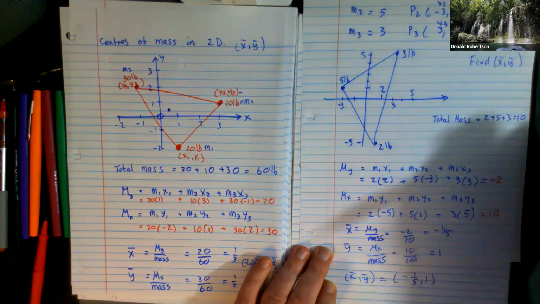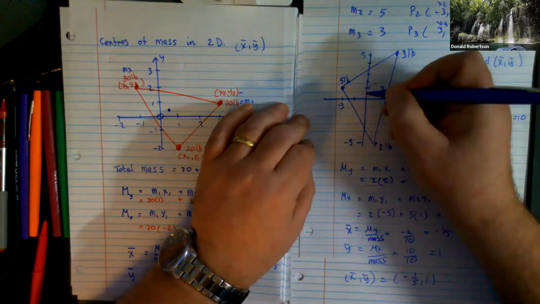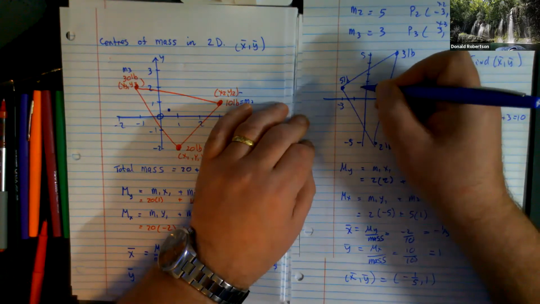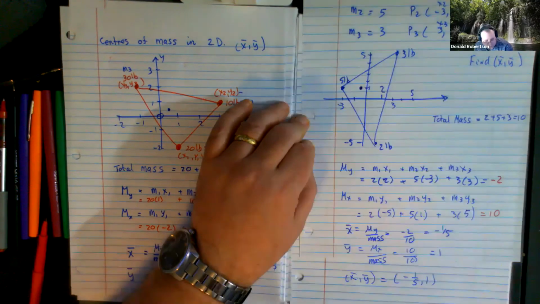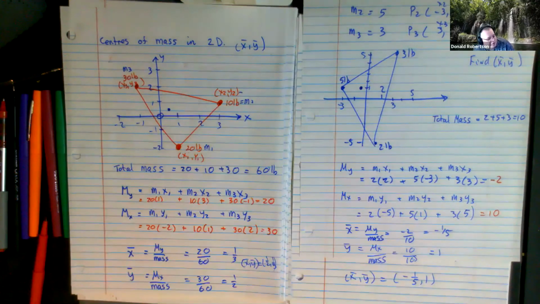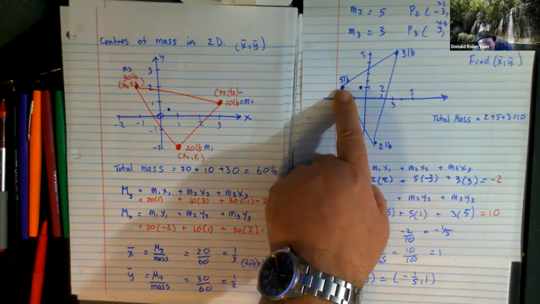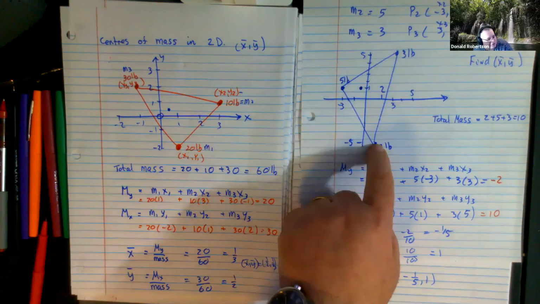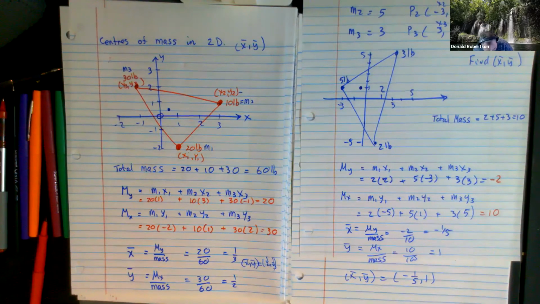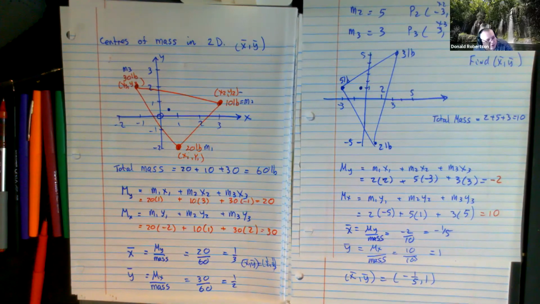Let's see what that looks like. -1/5, 1 is about here. So it's quite near that corner, but since that corner is 5 pounds, which is almost the same weight as the other two, it kind of makes sense that it might be there. Are we good?